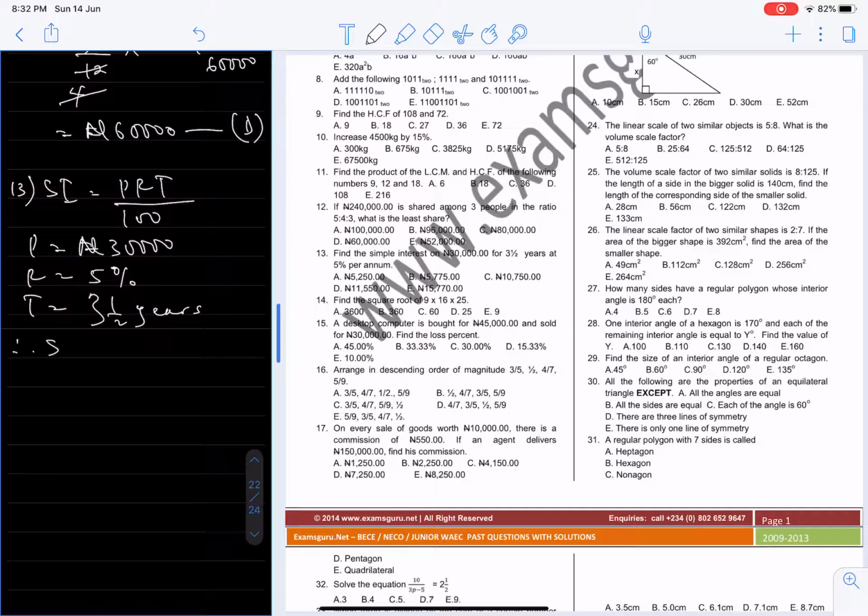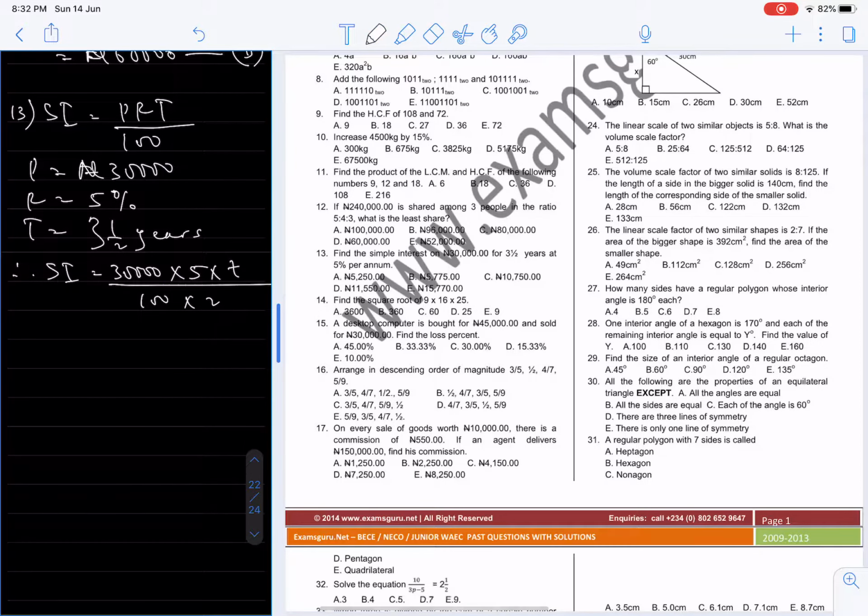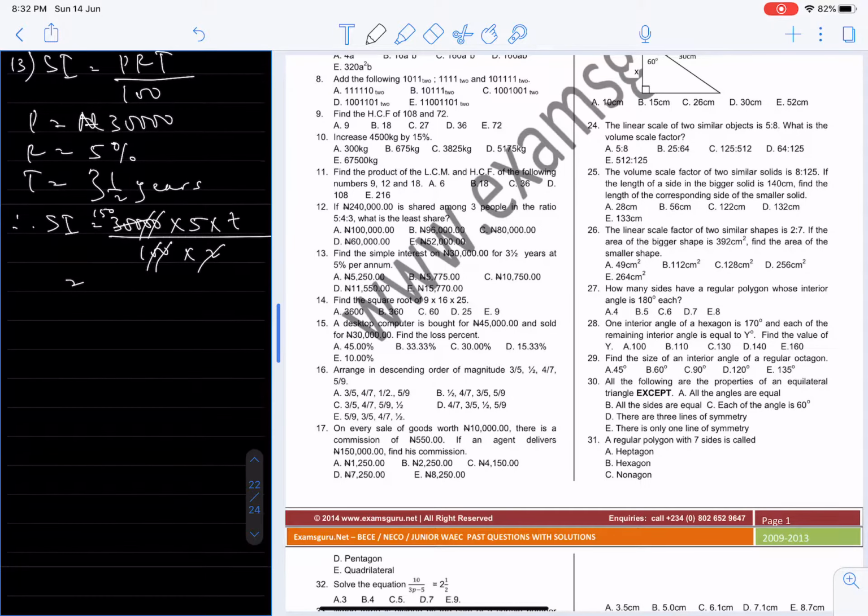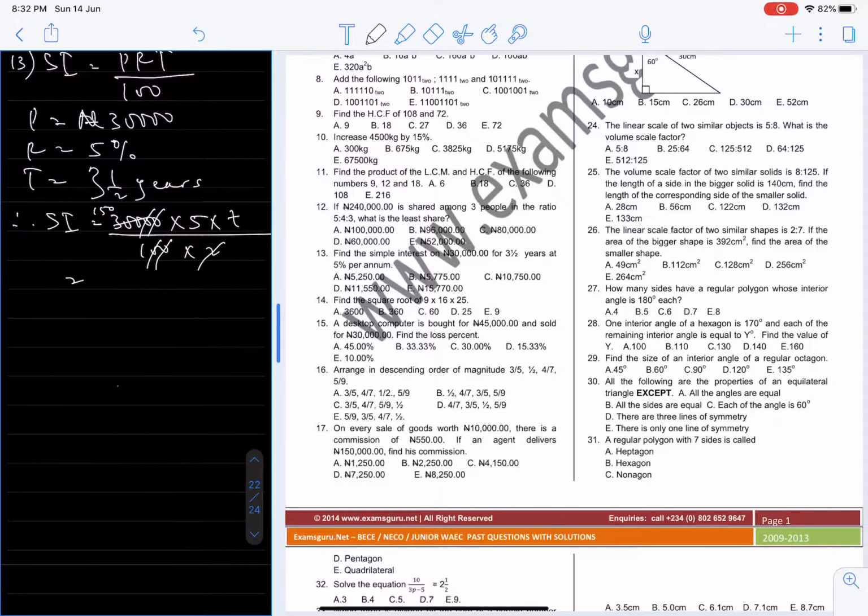So simple interest is therefore principal, which is 30,000, times rate, which is 5, times 3.5, which is the same as 7/2. So I can write that as 7/100 times 2. The 2 is of course the denominator of the 7/2. And that means 0 cancels 0, 0 cancels 0, 2 here 1, 2 in 300 is 150. And that's 150 times 5, which is 750, times 7. When you multiply that, that's what you get.